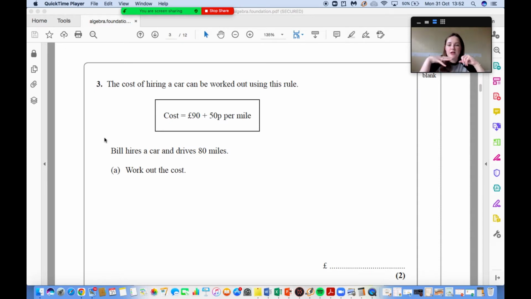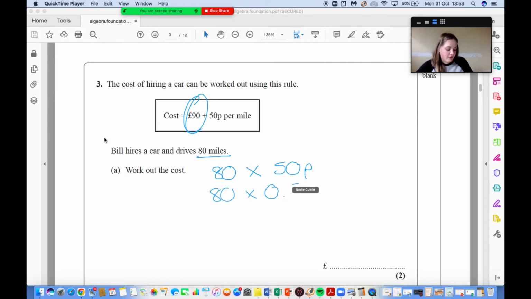Alright, so let's think. You've got to pay this £90 regardless. Yeah, you've hired the car, you have to pay £90. But then you have to pay 50 pence for every mile you drive. So if you're driving 80 miles, that's 80 lots of 50p. Now, if you were using a calculator, you would actually put in 80 times 0.5 because 50p is half of a pound, so 0.5. Alright, obviously we don't want to have to use a calculator.